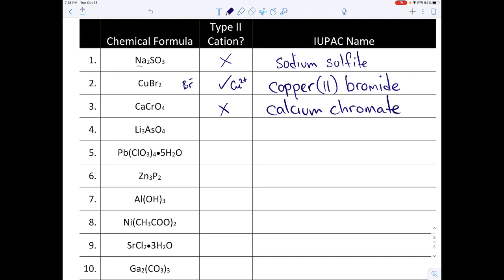The next guy is Li3AsO4. When you look at that, do you see 2 things?